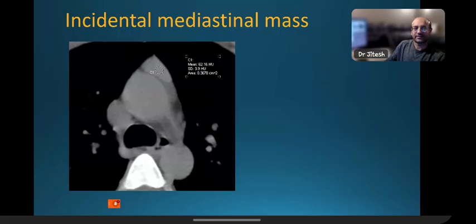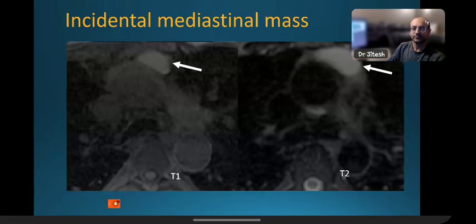Now look at this case. This is again an incidental mediastinal mass which is located in the prevascular mediastinum. Now this has an attenuation of 62, which is more than fluid. So this could be a cystic lesion with high attenuation content, which is most likely proteinaceous content. But to be certain this is not a solid thymic lesion, like a thymoma, we need to do MRI in these cases.